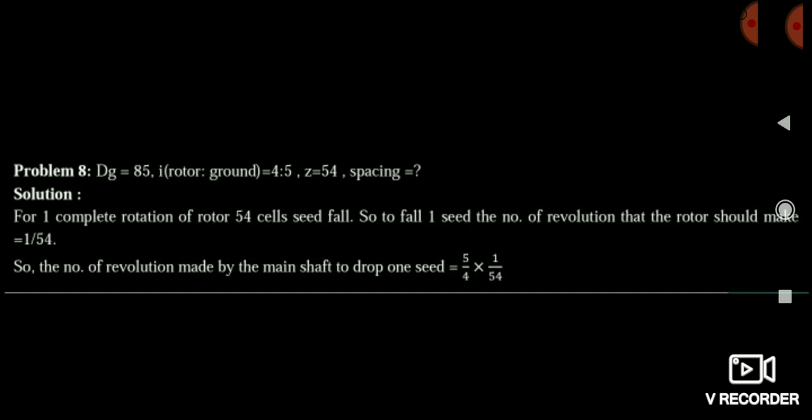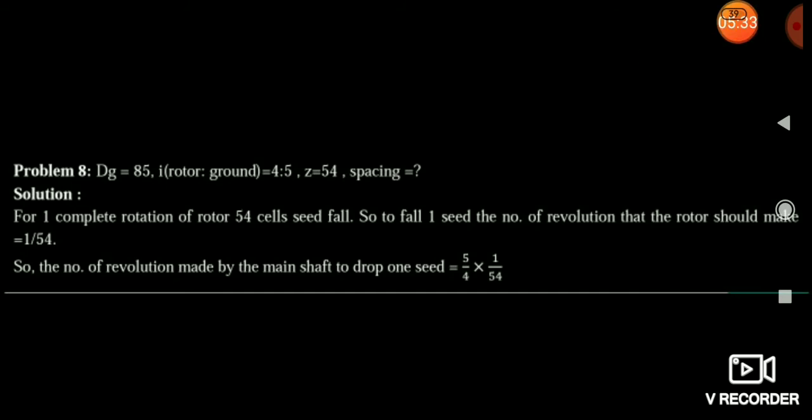For 4 rotations of the rotor, the ground wheel will rotate 5 times. You have to understand this simple logic. For 4 rotations, the ground wheel will rotate 5 times. So it's very simple: pi d into 5/4, where d is the diameter of the ground wheel, that is 85, divided by 54. So that is the answer.